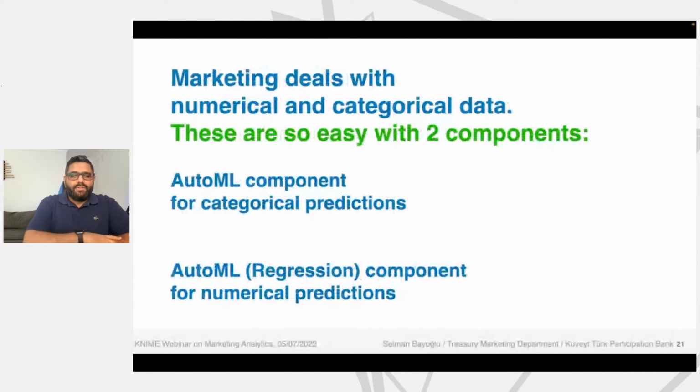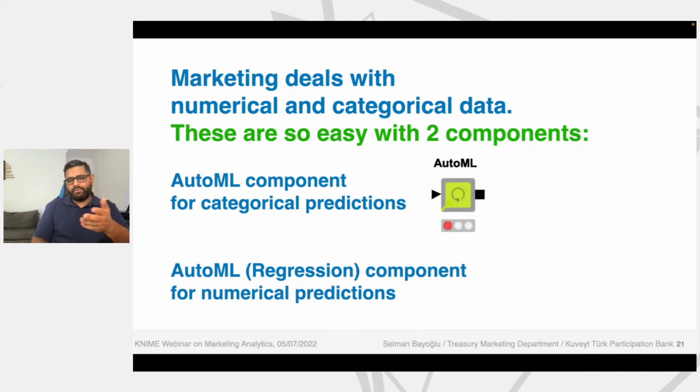Okay, so I should tell you, there are some departments that are generally dealing with numbers only, but marketing, we as a marketing department deal with numerical and categorical data. In Knime, we have found the AutoML component for categorical binary predictions. Okay, this is that handsome node, or beautiful node. And the other is the AutoML regression component for numerical predictions.